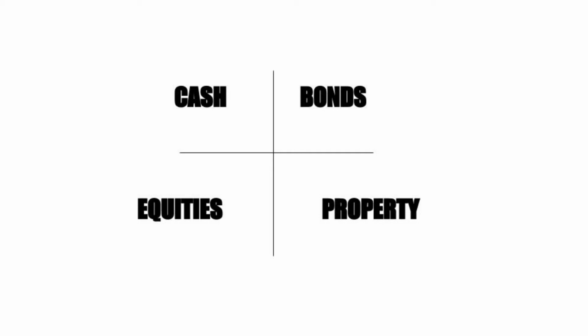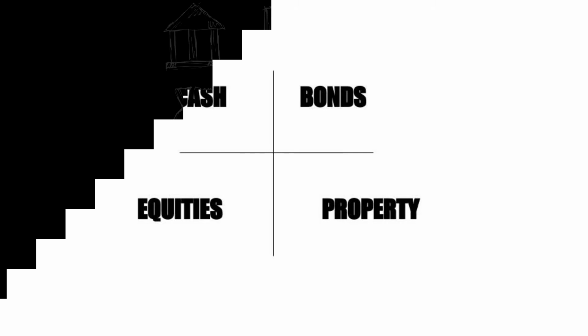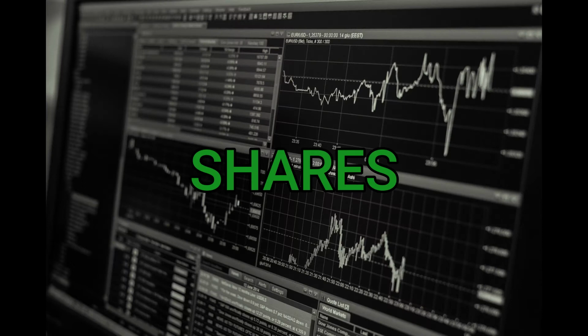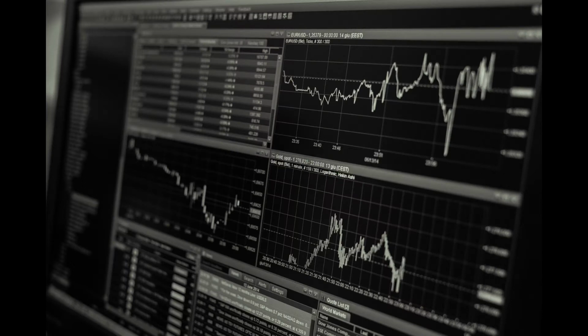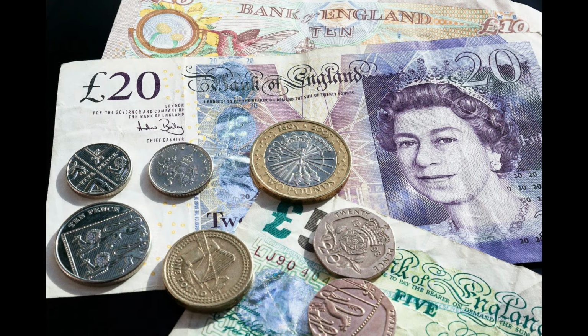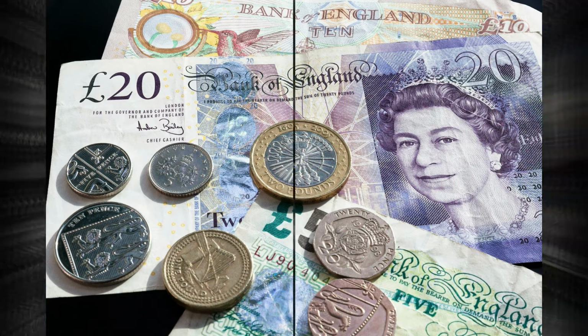There are four key asset classes, namely cash, fixed interest securities, also known as bonds, equities, also known as shares, or property. Each and every one of these has different characteristics and it's not like for like. Equities or shares are a way of owning part of the company and in return taking advantage of capital growth as the share price increases over time, and income in the form of dividends, which is a distribution of company profits.